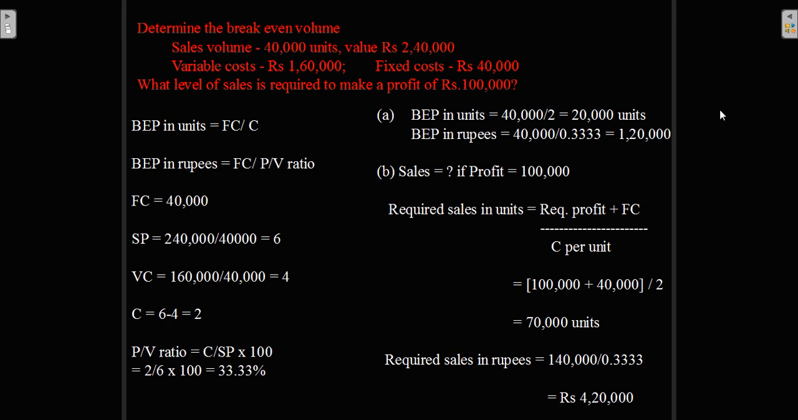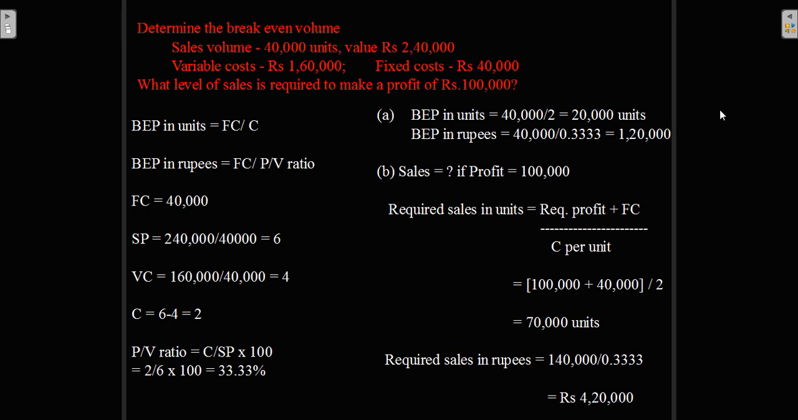The first sum we'll be seeing is we are expected to find the break-even volume. They've given the sales volume, that is the number of units sold, 40,000 units, and its value is 2,40,000. So you can determine the selling price by dividing the value by the number of units. That is 2,40,000 divided by 40,000 units, you'll get the selling price. They've also given the variable cost 1,60,000 and fixed costs 40,000.